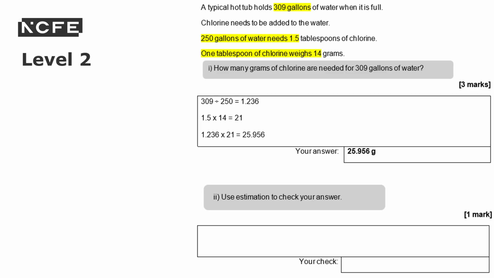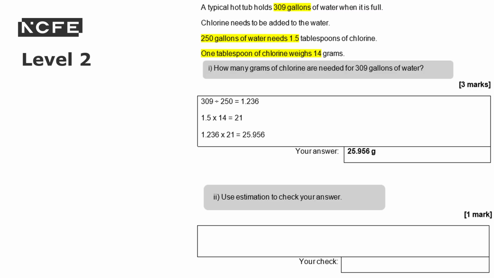And again, our learner has very sensibly highlighted the key information. And the first thing they've done is they've divided the 309 gallons of the hot tub, 309 divided by 250, since we know how much chlorine we need for 250. So doing that calculation gives us an answer of 1.236, and that means we know that we need 1.236 lots of the chlorine that we know about.